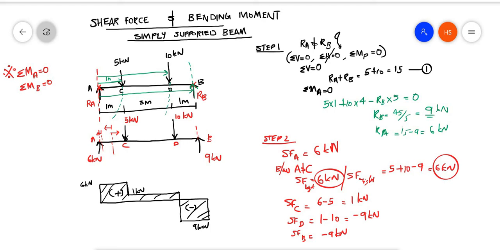So, it is very easy to draw the shear force diagram. Just find out the reactions and then start drawing. For a simply supported beam, it will be better to draw from the left side. For the cantilever beam, draw from the free end. That will be easier. Like that, I have drawn the shear force diagram.